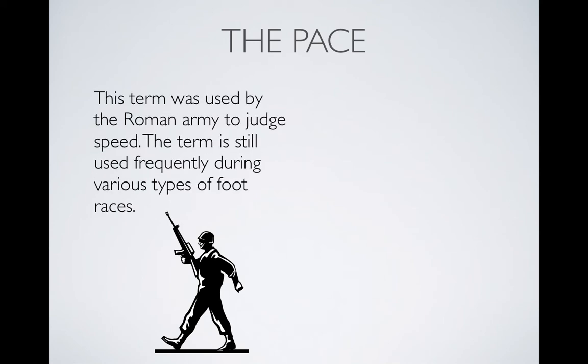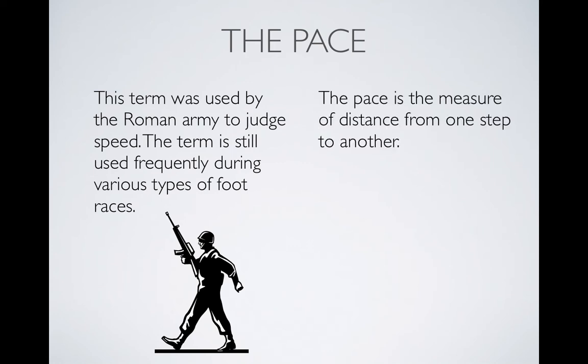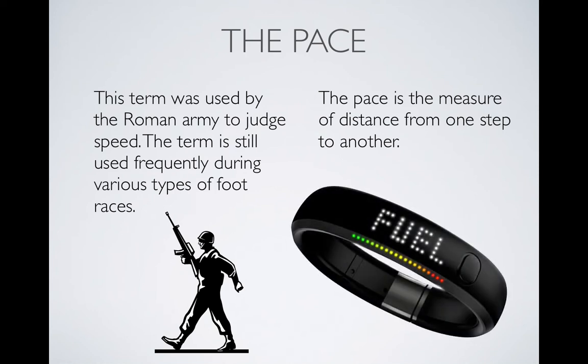This term was used by the Roman army to judge speed. The term is still used frequently during various types of foot races. Those of you in track or cross country, especially cross country, have probably heard this term fairly often. The pace is the measure of a distance from one step to another. It's also used in various types of fitness watches, as in the Fuel Band example.